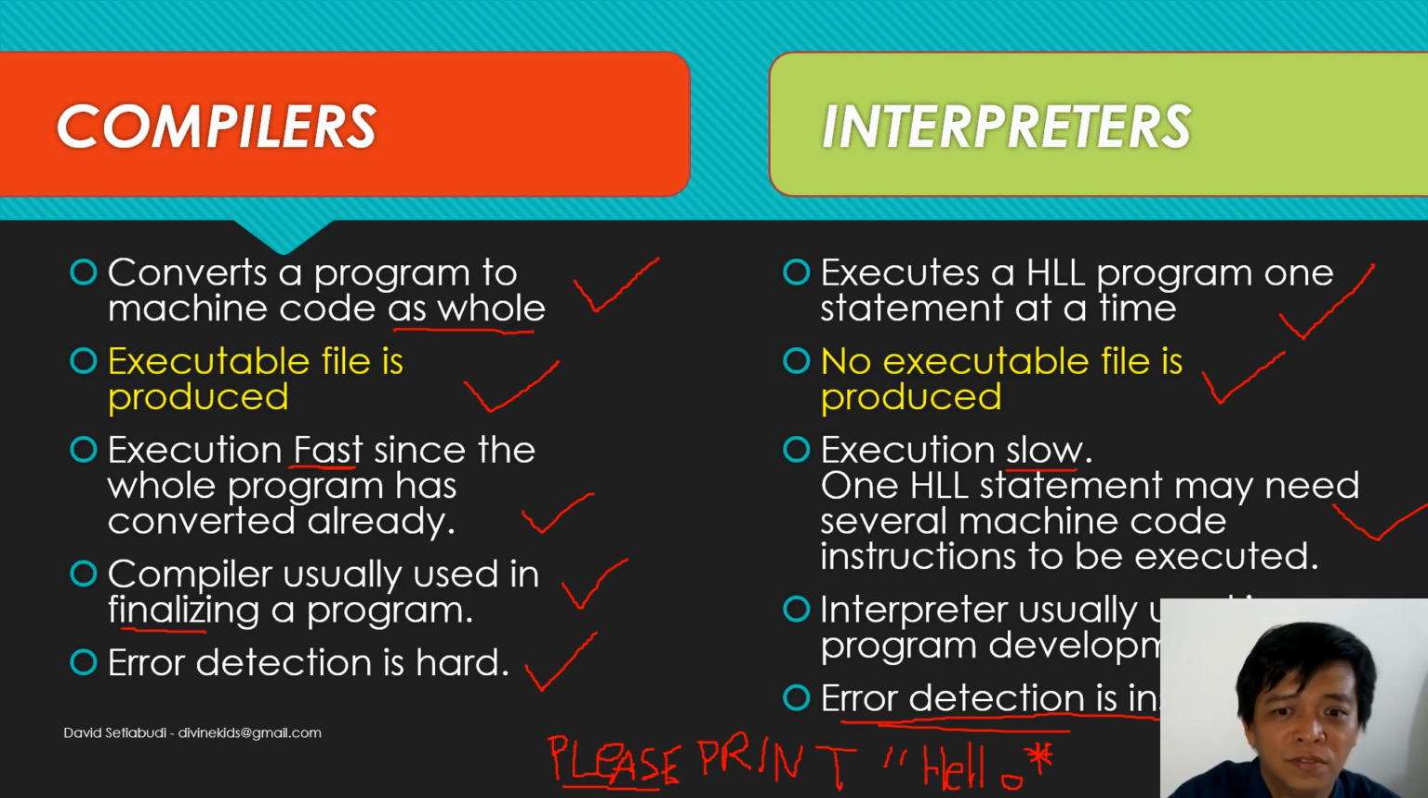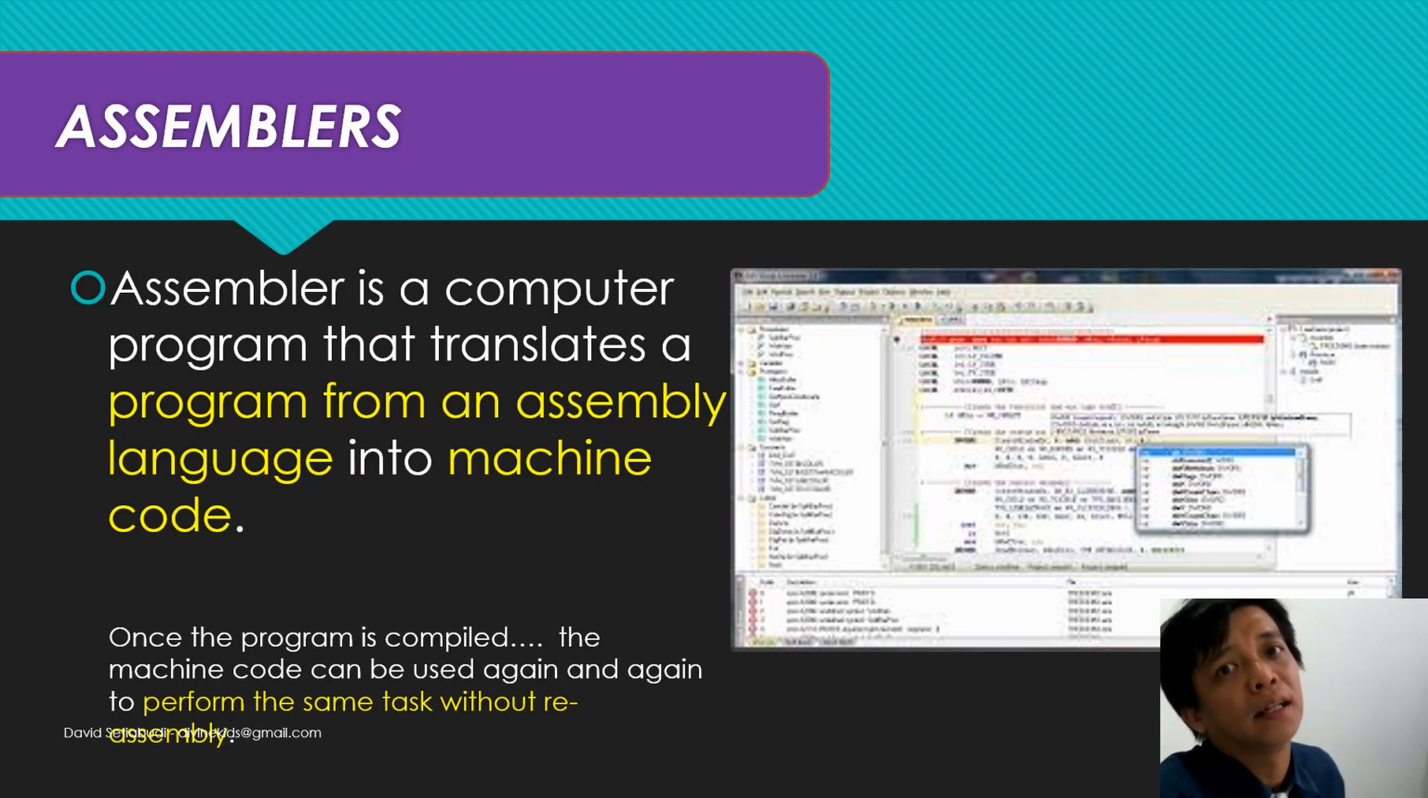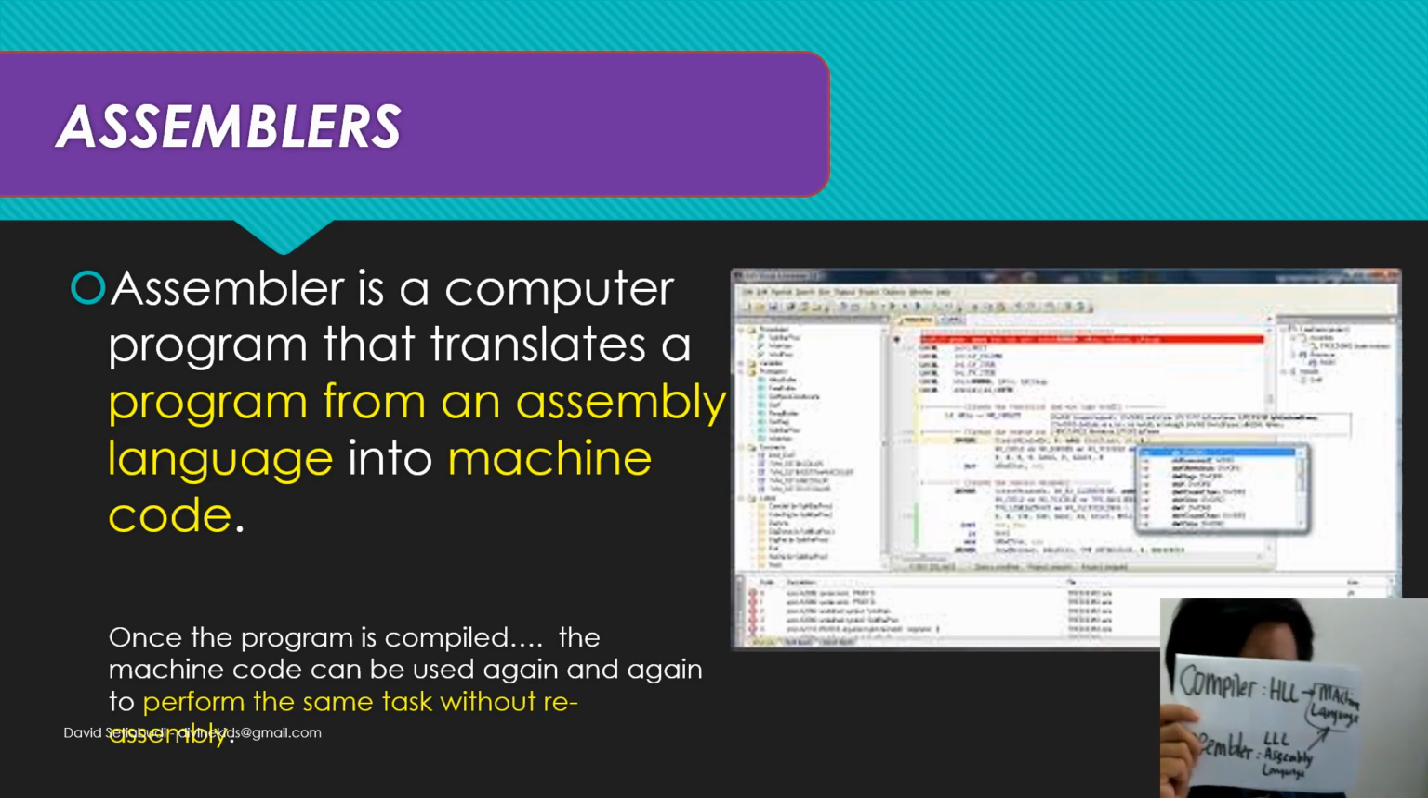I hope you do. Okay guys, now you know that compiler compiles high-level language into machine code. But this assembler is about the same. The result is always machine code. But it translates from assembly language, low-level language, into machine code. See this one? Compiler makes high-level language into machine code. But assembler, low-level language, assembly language, into machine code.